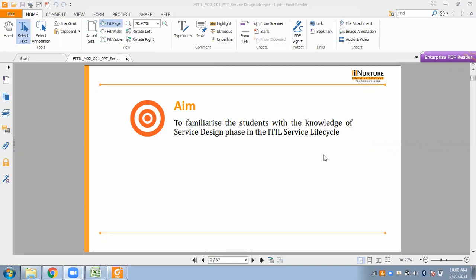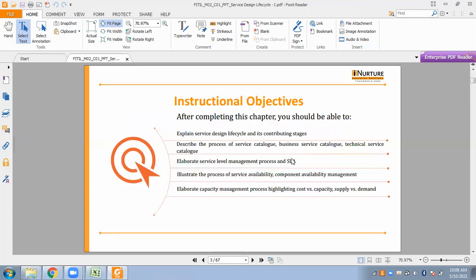process. This module is basically divided into two parts. In this chapter we will go through the service design life cycle, and in the next chapter we will go through extended service design. It aims at familiarizing the student with the knowledge of the service design phase in the ITIL service life cycle.